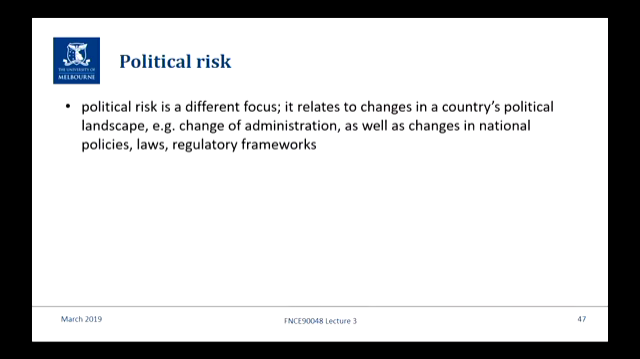Now, political risk is a different aspect because it relates to the politics of dealing in that country. So, for example, a change of government. Now, that can be a serious one because sometimes governments, when they're going to election, the opposition will campaign on the basis that we're going to get rid of this project. In fact, it happened in Victoria about 5 years ago.